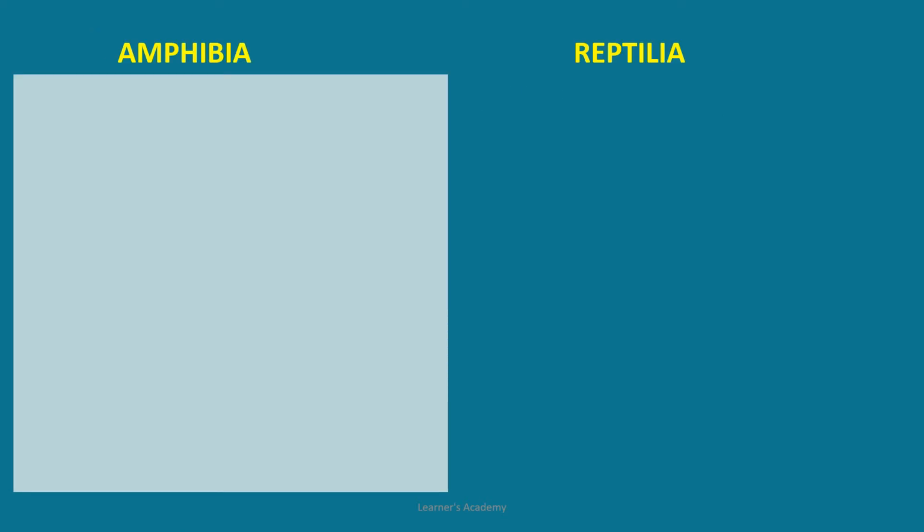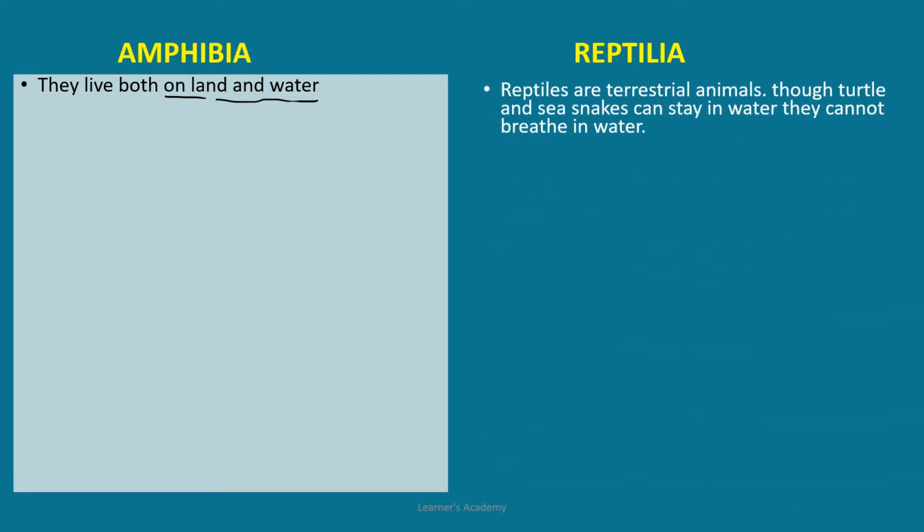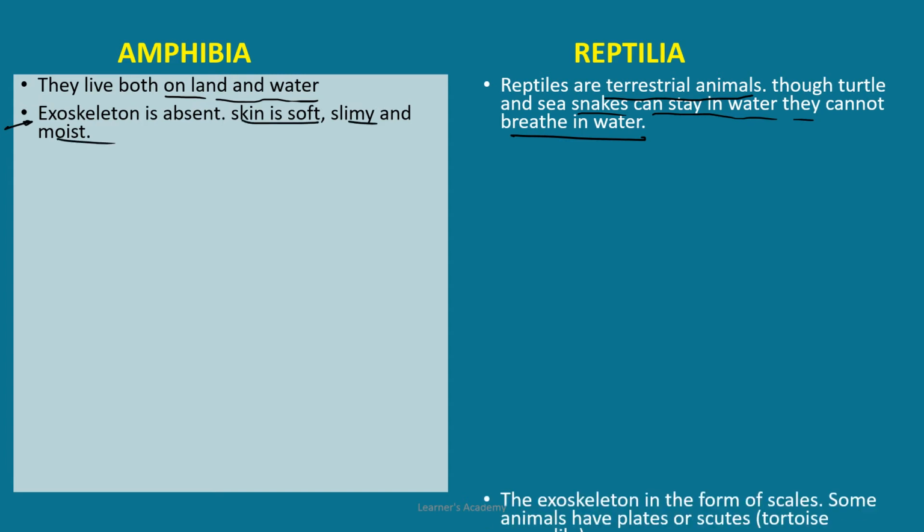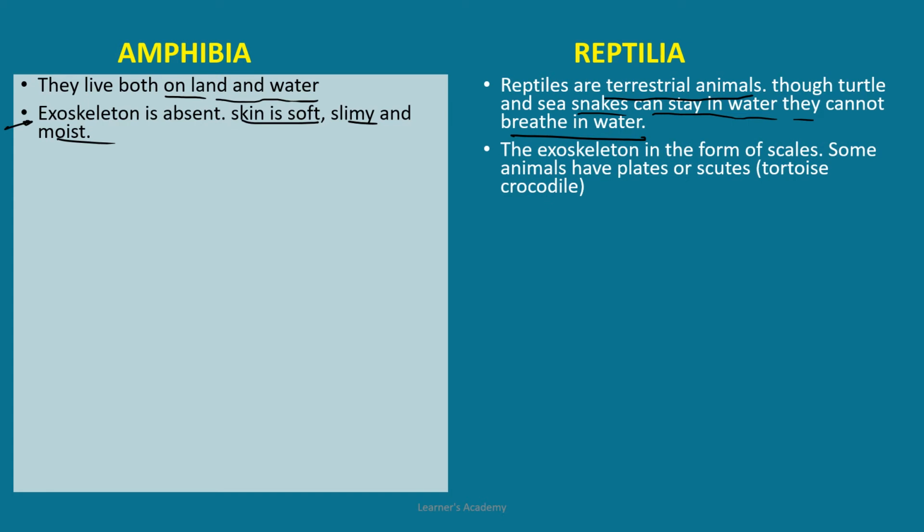So what is the difference between amphibians and reptilians? Amphibians live both on land and water, whereas reptilians are terrestrial animals, though turtles and sea snakes can stay in water, but they cannot breathe in water. Exoskeleton is absent in case of amphibians. The skin is very soft, slimy and moist. In case of reptilians, the exoskeleton in the form of scales is present. Some animals have plates or scutes. Examples are tortoise and crocodile.